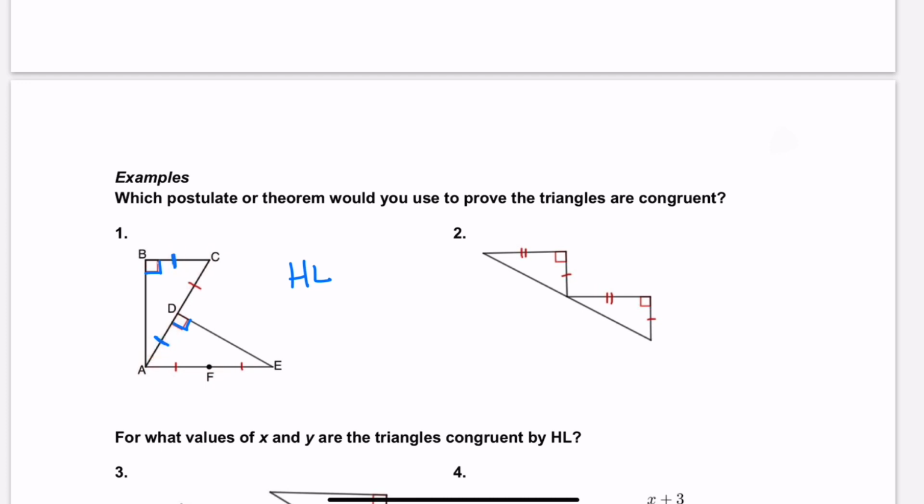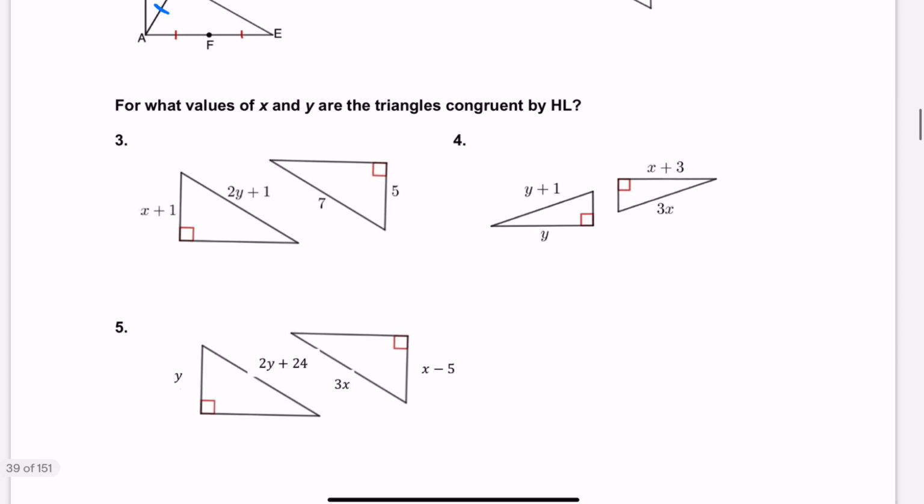But number two, it's a right angle, but if you notice, we don't know anything about the hypotenuse, so it's not HL. We do have a side, another side, and then the angle in between. So this would be side, angle, side, two sides with an angle in between congruence. Now, it's saying if these are congruent by hypotenuse legs, so we have a hypotenuse that's the same and a leg that's the same, for what values of x and y are the triangles congruent?